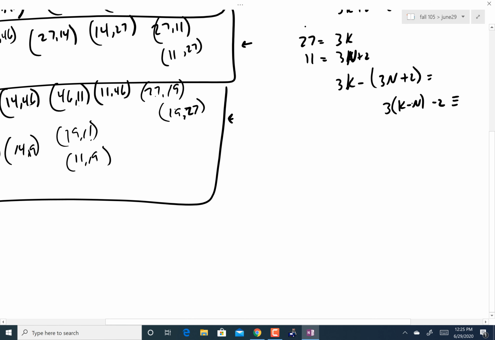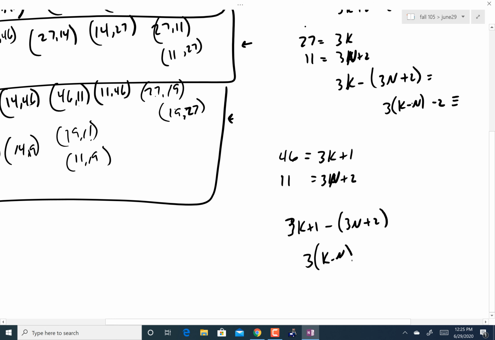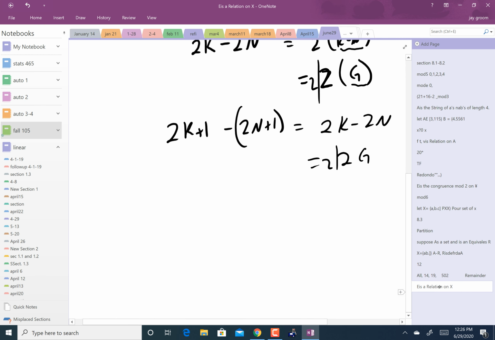And then here, for instance, 46, which was equal to 3k plus 1, and 11, which is 3k plus 2. If you subtract them, 3k plus 1 minus 3n plus 2, you end up with 3k minus n, of course. Then you get 1 minus 2 is negative 1. But remember, this is congruent to 2 mod 3. That's what's been happening. So just be aware of that going forward. Kind of fun.